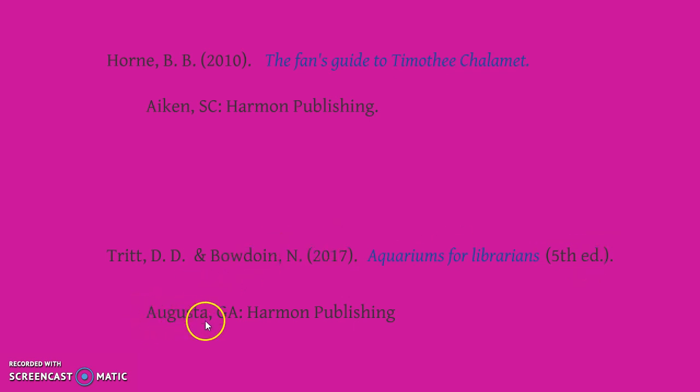Following this we'll have the city and the state of publication. Again, the state does not have periods after the abbreviation. We'll have a colon and then we'll list the name of the publisher. That's a very brief coverage of how to cite a book in APA format.